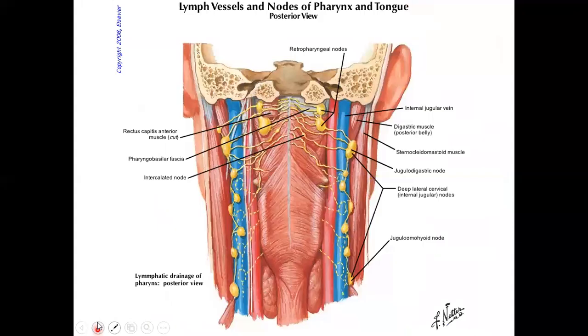Okay, this is on the posterior side of the neck. So again, here are those three constrictor muscles, superior, middle, and inferior constrictor muscles forming the pharynx. And then you can see here, you have your jugulo-digastric node, your jugulo-omohyoid. So again, this is lymph node drainage on the posterior aspect of the neck.